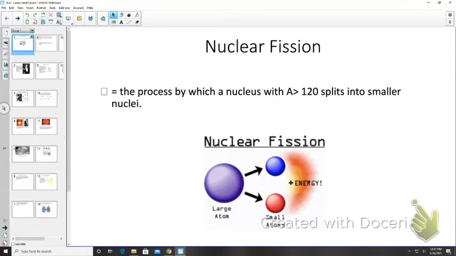Okay, so for today's lesson, this is topic 16.4. This is the last topic of chapter 16, and we're doing nuclear fission and nuclear fusion. Okay, so we're going to start off with fission.